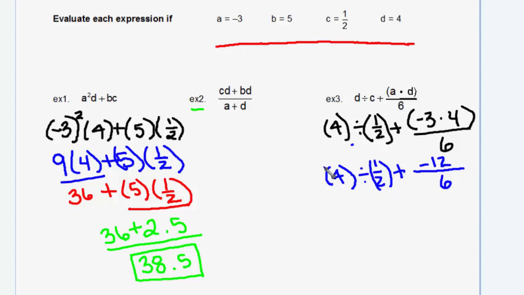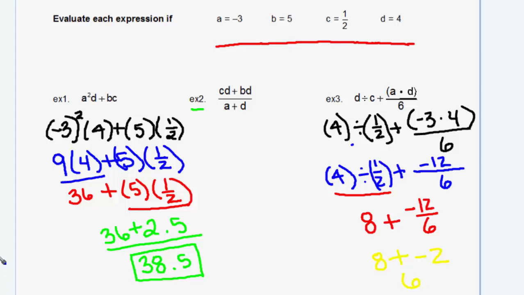Okay, so now I'm going to look at what I have now and see what I would simplify next. So these are actually both division, so I'm just going to start at the left and simplify here. 4 divided by a half would give me 8, and then I'm going to bring down this -12 over 6. I have addition and division, so next would come this division. So I have -2 plus 8, and my final answer would be 6.